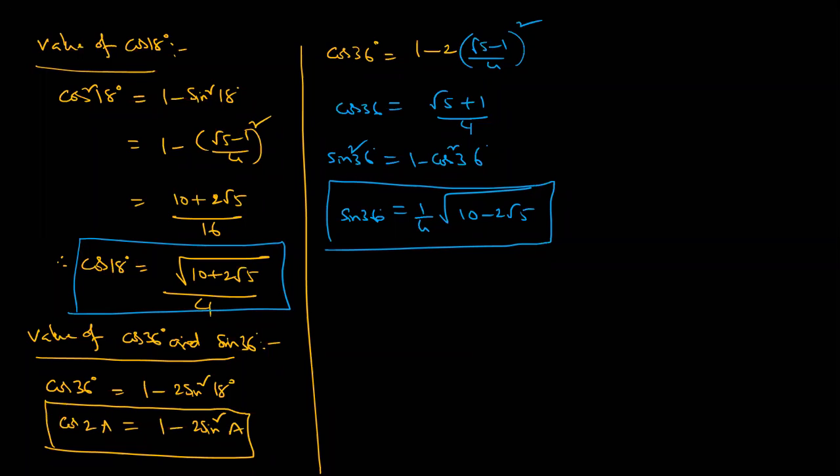Now, values of 22.5 degrees and 7.5 degrees. In this case, I'm only giving tan and cot. So, dear students, how to find tan 7.5 degrees? That is the question.